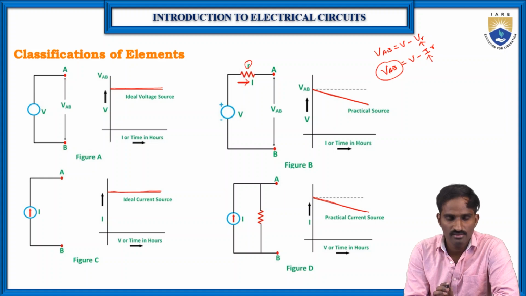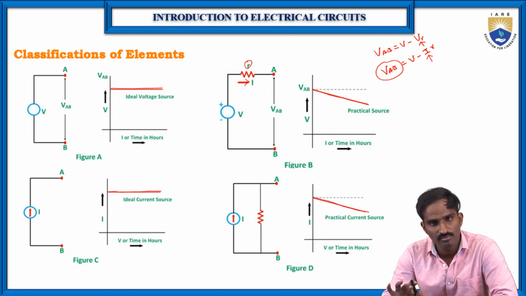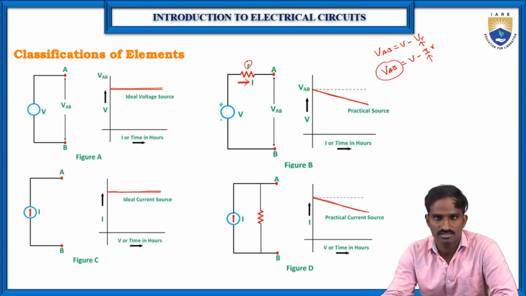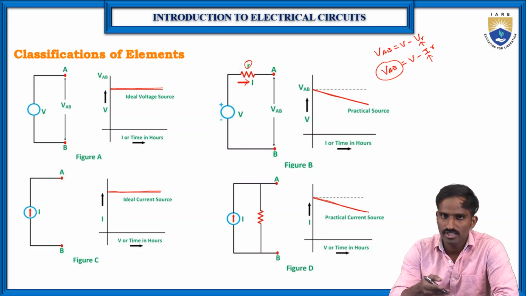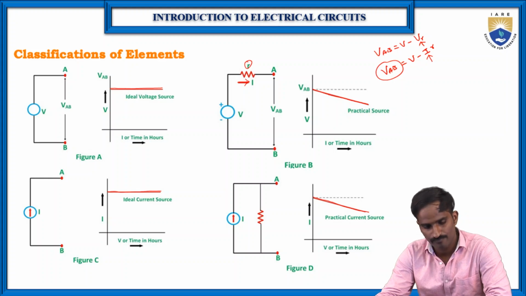One simple understanding: the ideal voltage source doesn't have any internal resistance, but the practical source has its internal resistance. So the value of the practical source will depend on the internal resistance, either the voltage across the internal resistance or the current flowing through it. This is the difference between the ideal and the practical sources, whether it is the ideal voltage source and ideal current source, or the practical voltage source and practical current source.